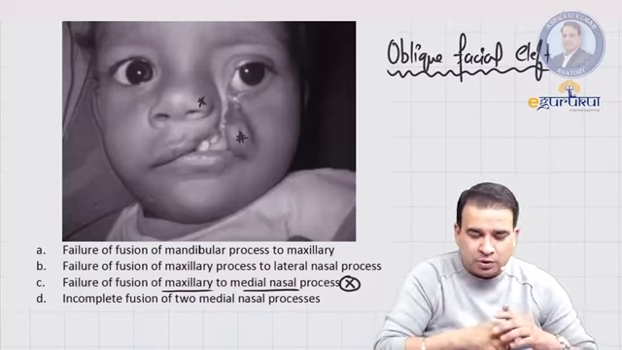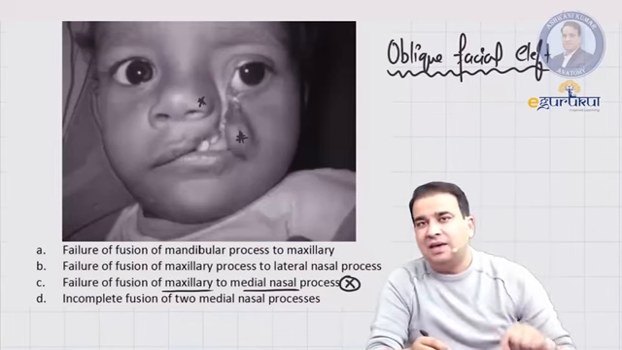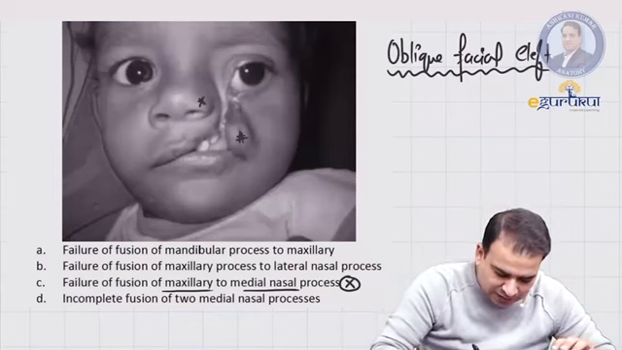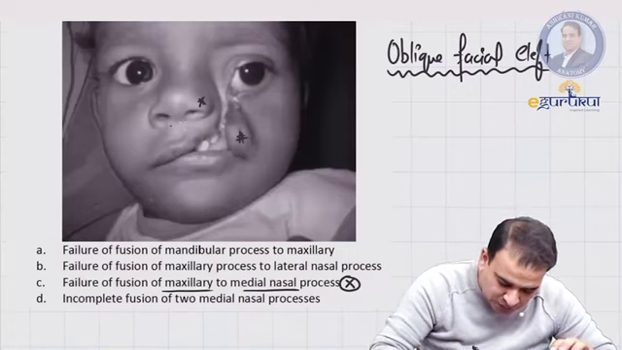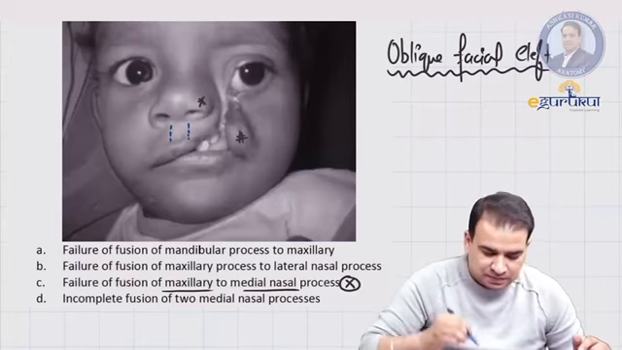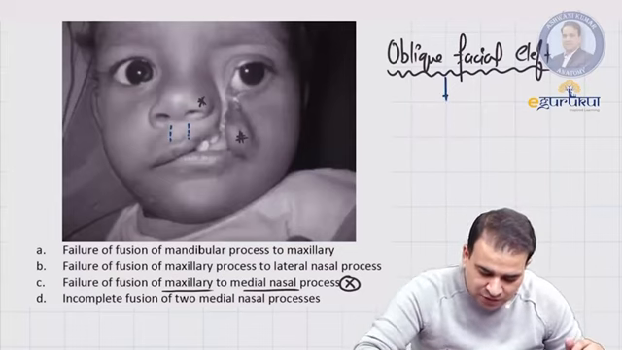And what is important to see here: if it would have been a case of cleft upper lip, then it should be on the side of the philtrum. It should be somewhere here. But no, it's not. It is more laterally placed. So this is a condition called oblique facial cleft.